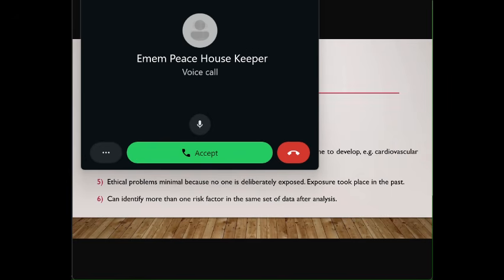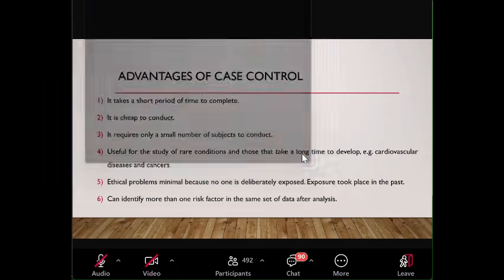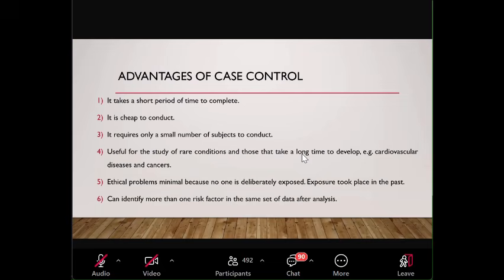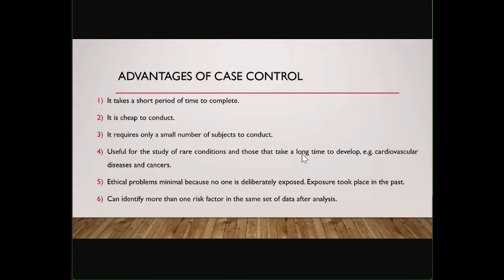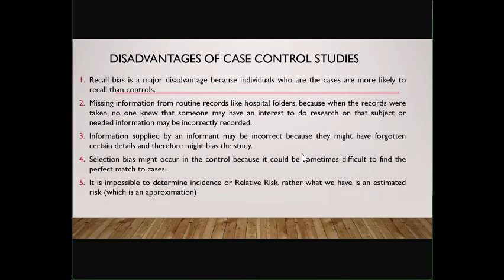And you can identify more than one risk factor. Maybe when we are looking for lung cancer, we could examine and find out that heart enlargement is also there. We could find out another disease. Apart from our primary disease of interest, we could find out others also.